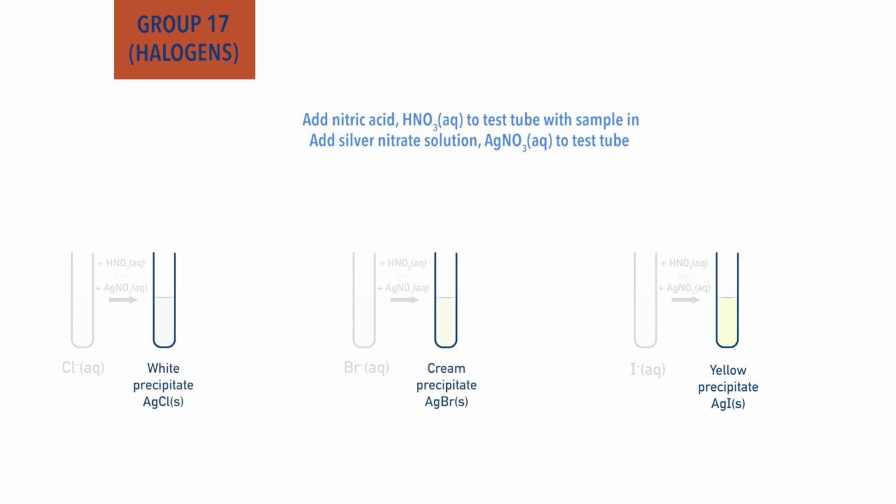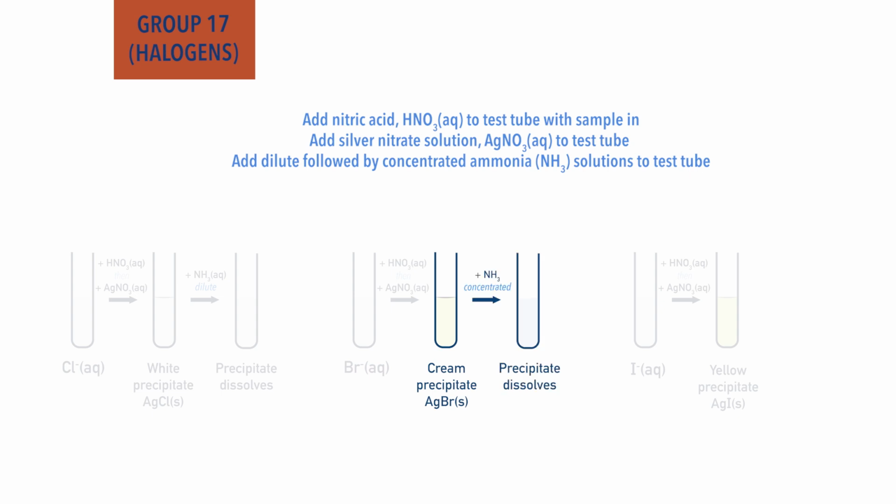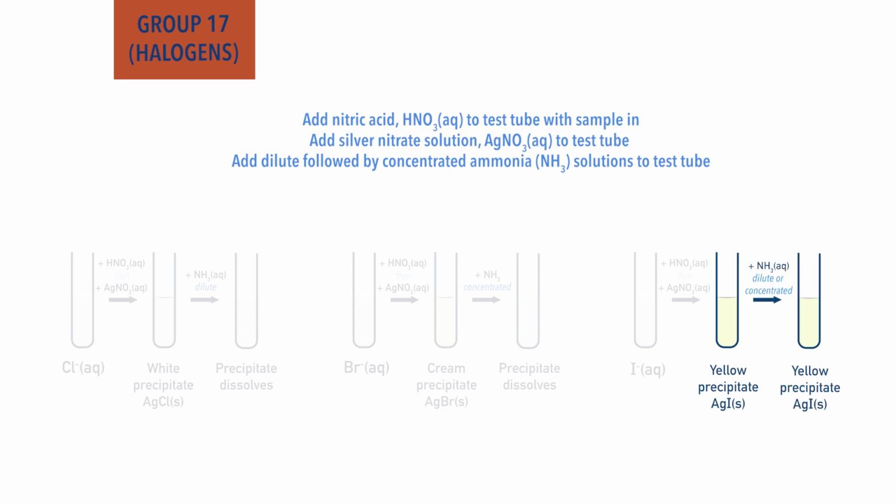The precipitates can be difficult to distinguish as the colours of each can look really quite similar. To get around this, dilute and concentrated ammonia solutions are added. Silver chloride, AgCl, dissolves when dilute ammonia solution is added. Silver bromide, AgBr, doesn't dissolve if dilute ammonia solution is added, however will dissolve if concentrated ammonia is added. Silver iodide, AgI, won't dissolve in either dilute or concentrated ammonia solution.